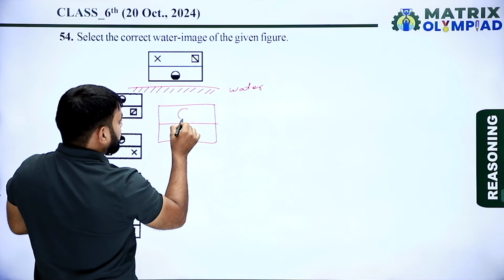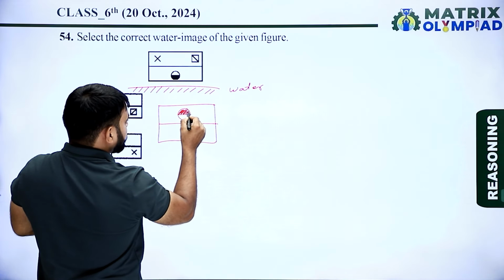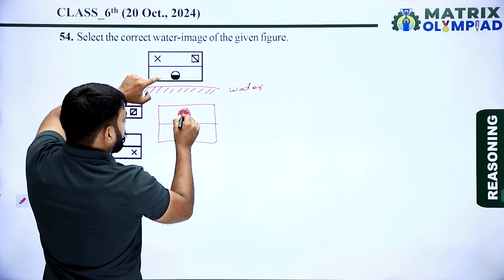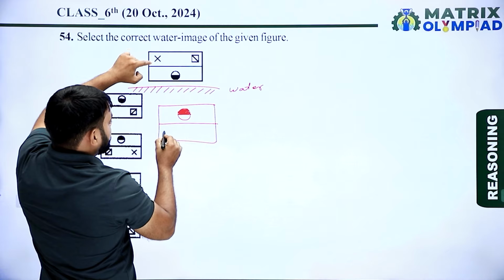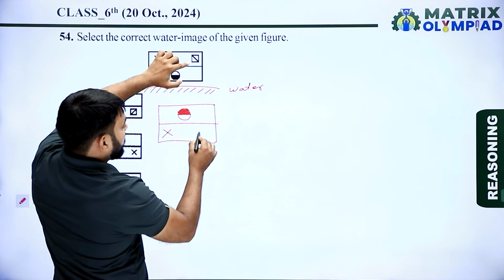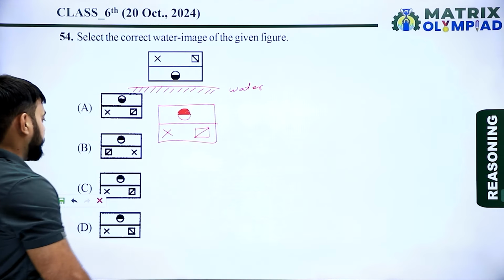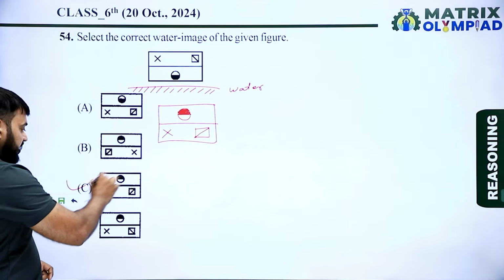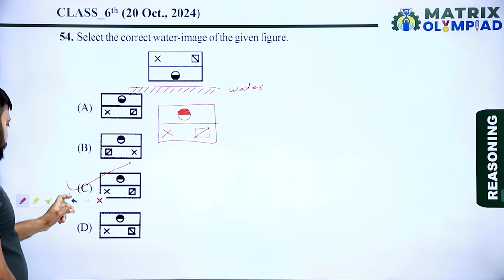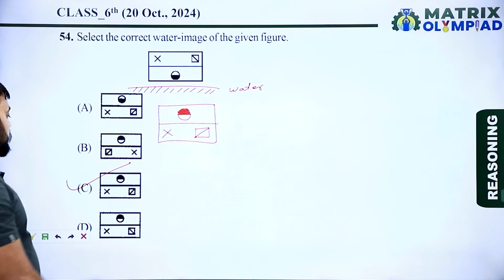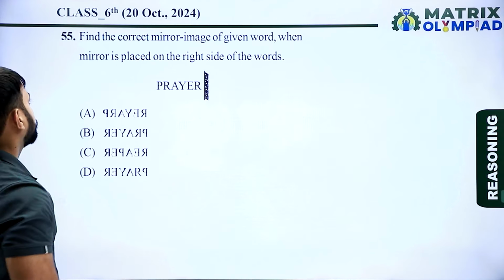So this part in the water looks something like this. This is the water image of this part. Now the water image of this part looks something like this, and the water image of this part looks something like this. So now here option C is the correct water image of the given figure. So now here option C is the correct answer of this question. Let's move on to the next question. So now the next question is question number 55.